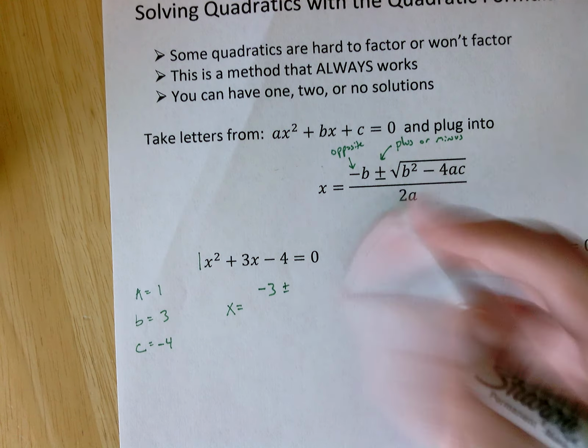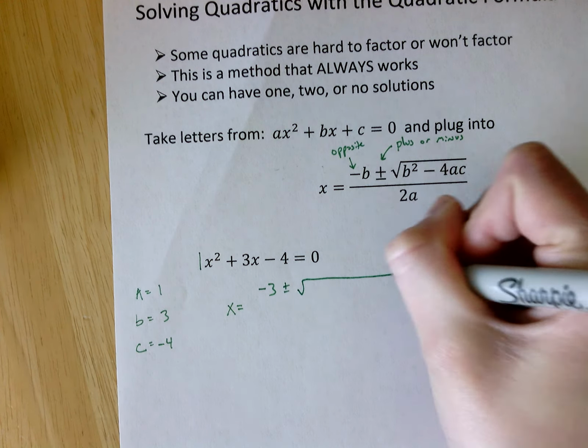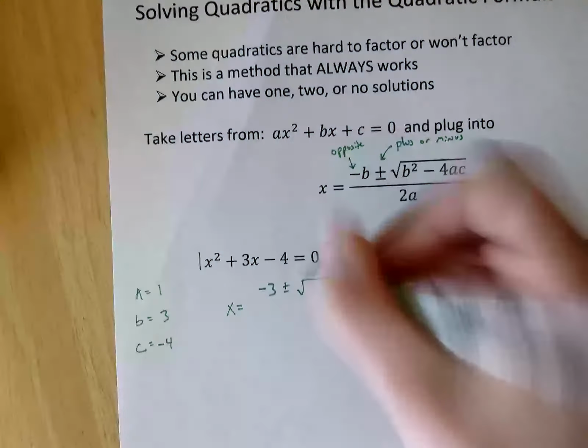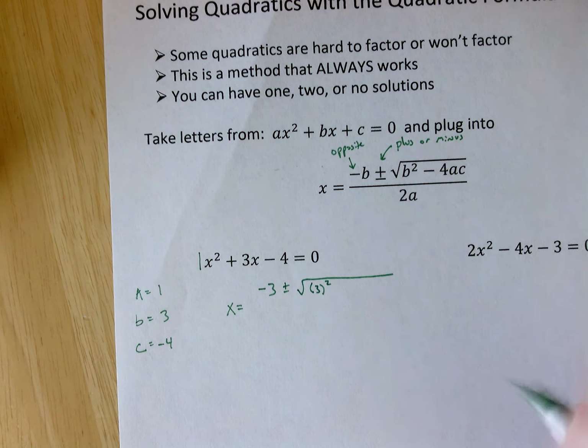Then I got this big square root symbol. Okay, and inside of that, I'm going to have b squared. B is 3, so that's going to be 3 squared.